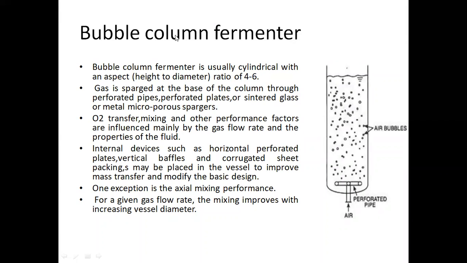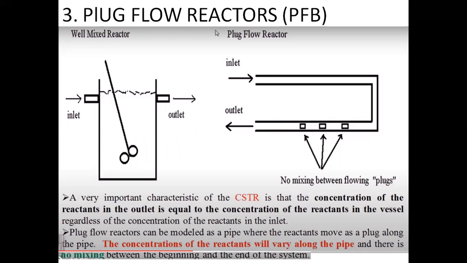One of the common types of tower fermenter is the bubble column fermenter, in which the air and oxygen transfer, mixing, and other performance factors are influenced mainly by the gas flow rate and the properties of the fluid. Gas in this type of fermenter is sparged at the base of the column through perforated pipes, plates, or glass or metal porous spargers. The aspect ratio of height to diameter is 4 to 6 in the bubble column fermenters. The third type of reactor is the plug flow reactor.